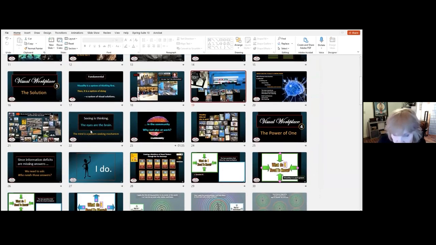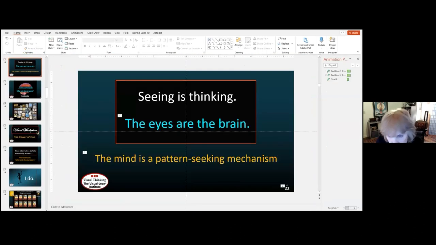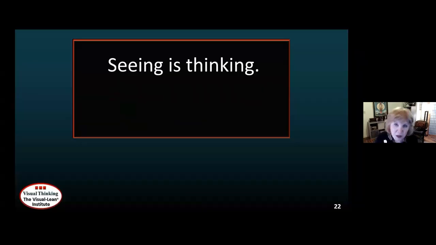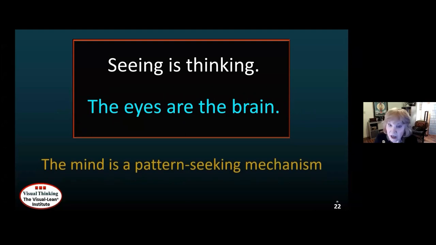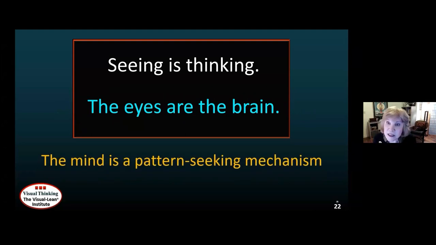Right now, I'm going to continue. Thank you for your comment. Spot on. Thank you. Seeing is thinking. So we're getting that the brain is very important. The eyes, this is science. This is a quote from a scientist saying, he wrote in this article, the eyes are the brain. The eyes are how information comes into the brain. Again, sight dominant. The mind is a pattern seeking mechanism.